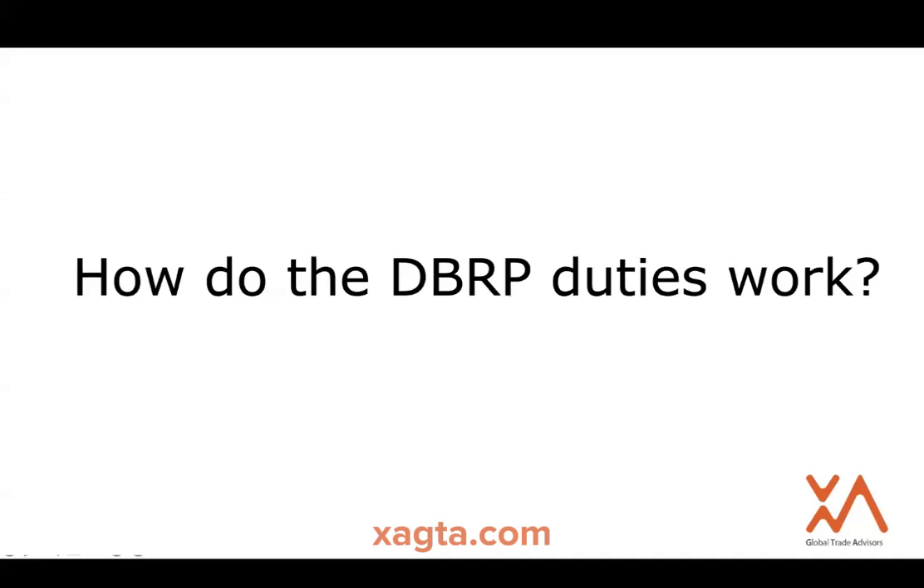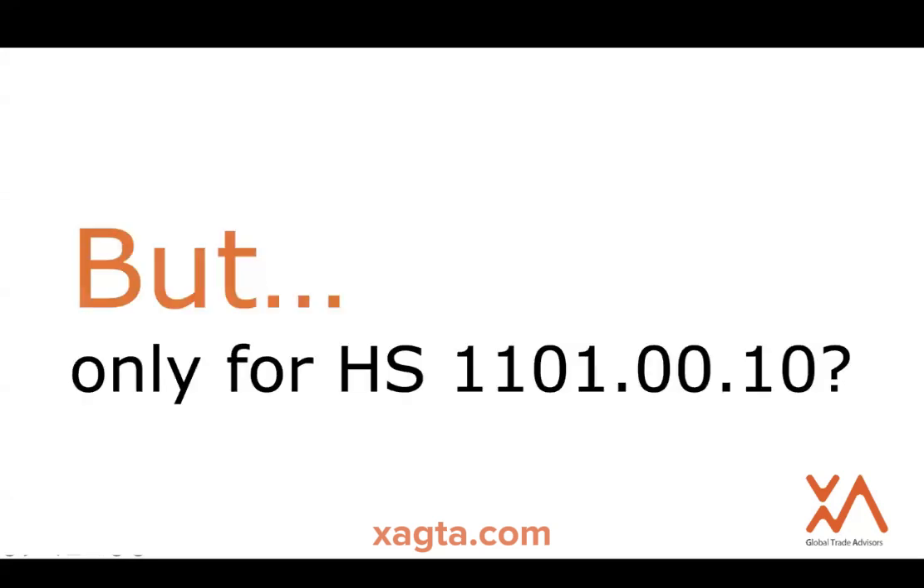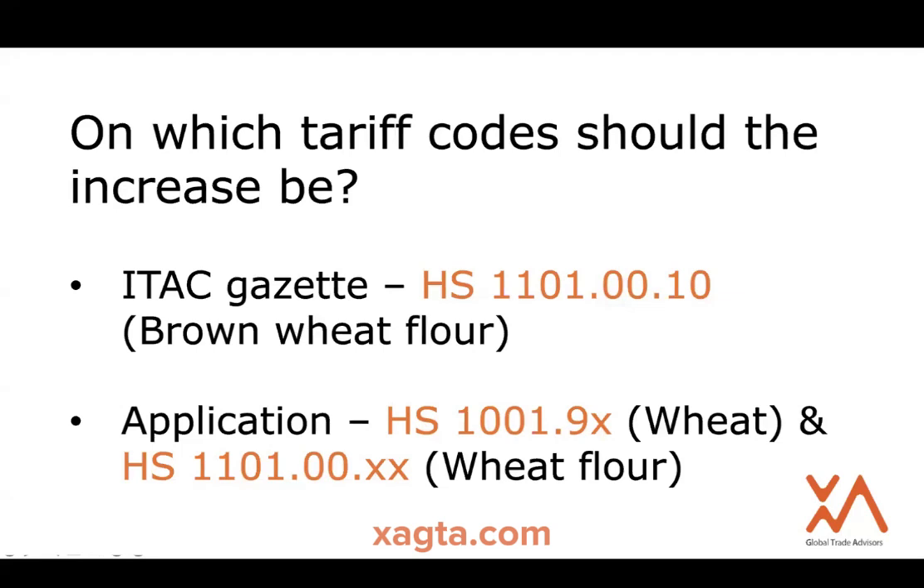Now, there are two categories of product that make this up. There is the wheat itself, and then there is the flour that is made from the wheat. And here we run into our first fairly substantial problem in this case, which is that the Gazette was only published for brown wheat flour. So if we look at the application itself, the application asks for protection on wheat as well as flour.